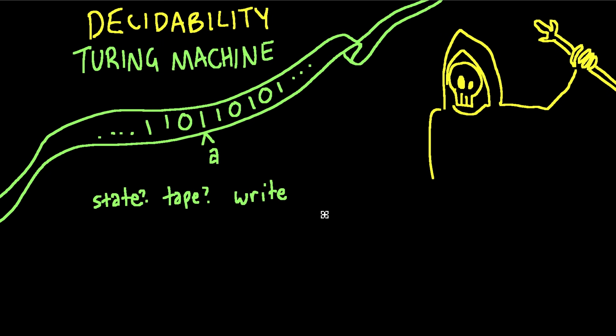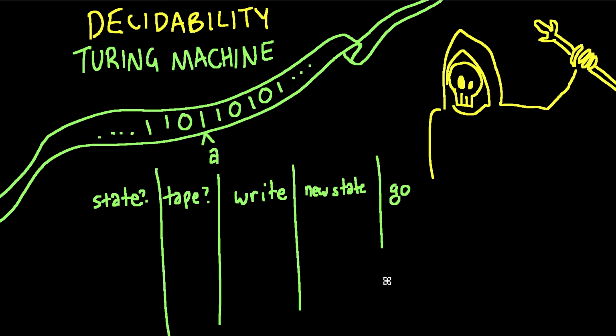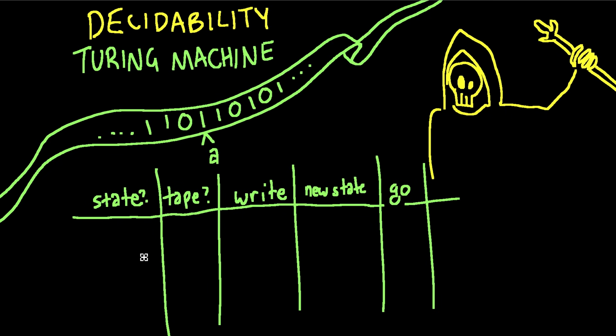And the rules tell the Turing machine what to do in each of the situations it might be in. So since the cursor always has a state, we have to list all of the states here. And because the cursor might be pointing at a 1 or a 0, for each state, we have to list both cases, 0 and 1.